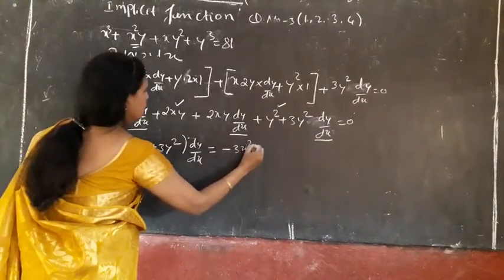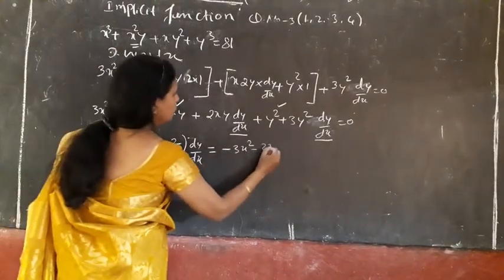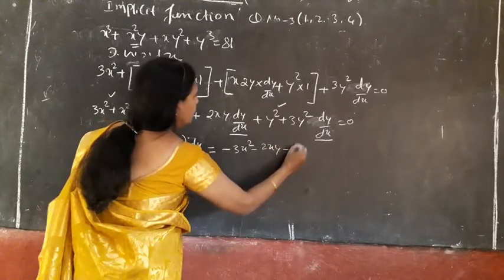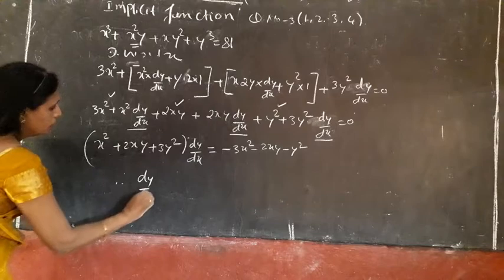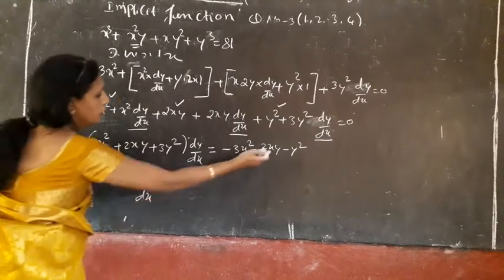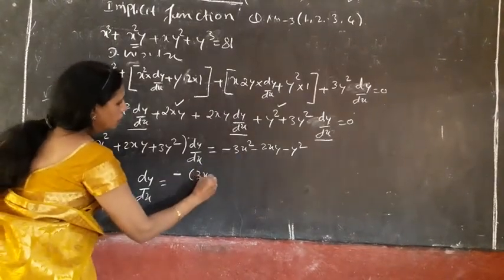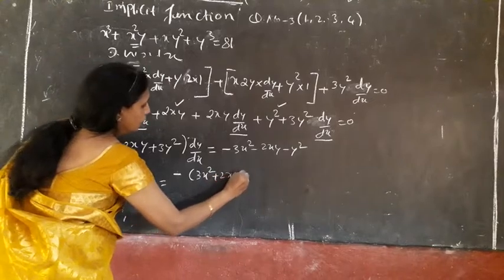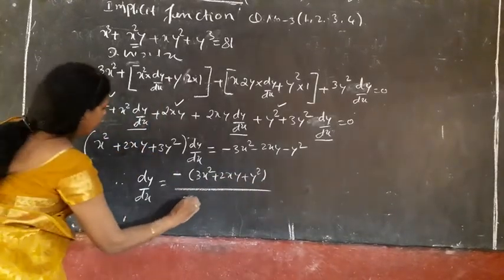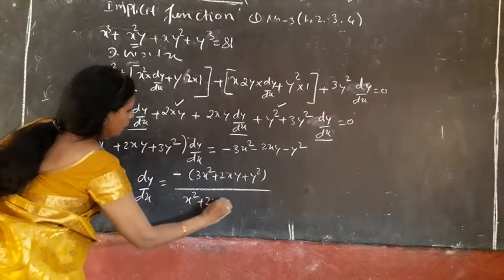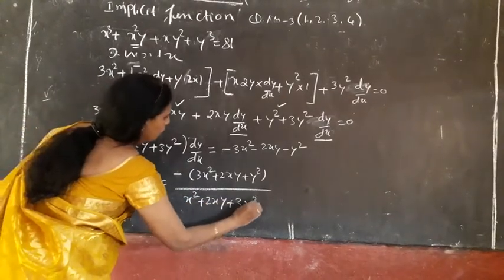Minus 3x square minus 2xy minus y square. Therefore dy upon dx equal to, taking the minus sign common, 3x square plus 2xy plus y square divided by x square plus 2xy plus 3y square.